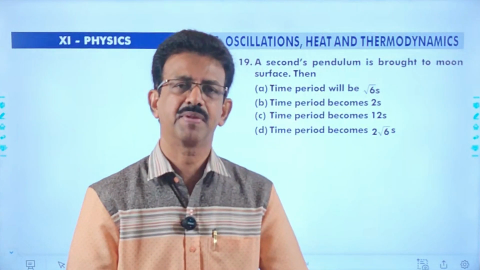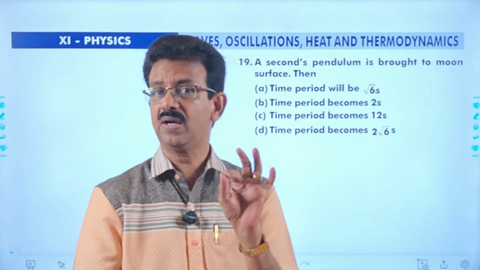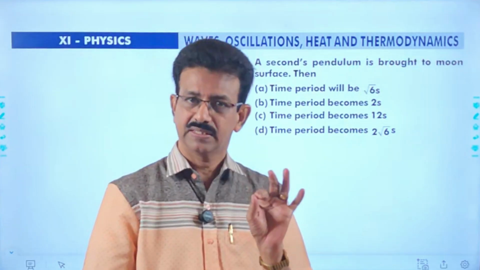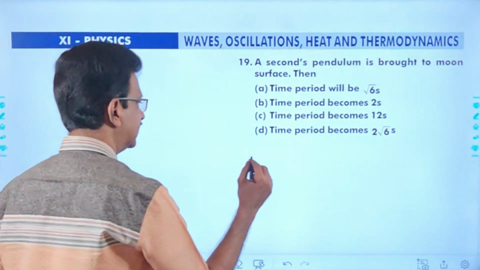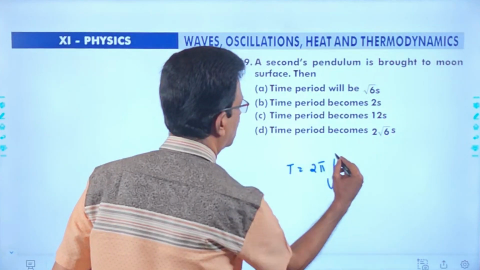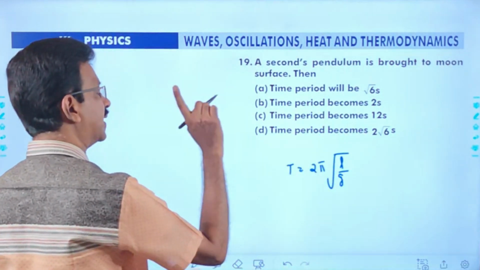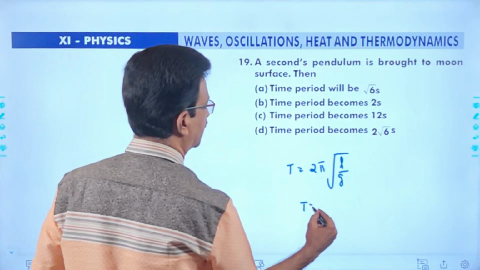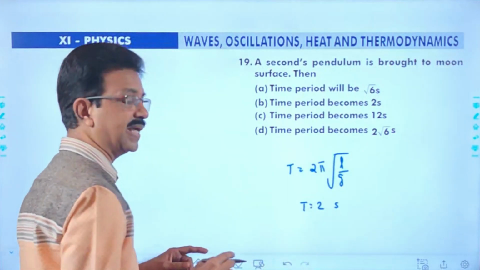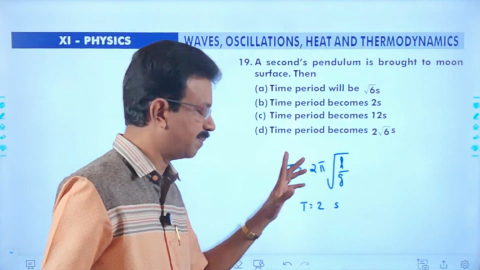Question number 19. About seconds pendulum. Generally, the time period of oscillation of a simple pendulum is T equals 2 pi root of L by G. And for a seconds pendulum, T equals 2 seconds. Time period of oscillation will be 2 seconds. Here, 2 pi root of L by G.